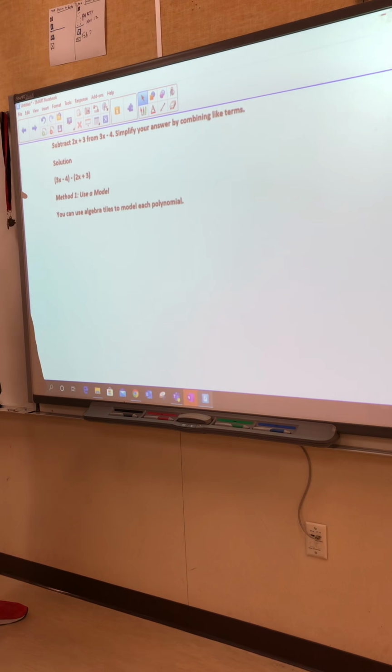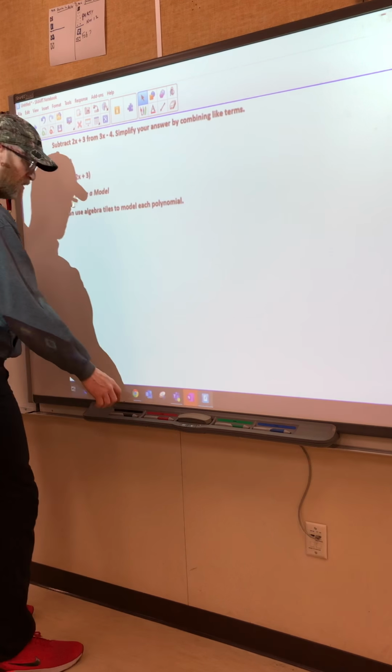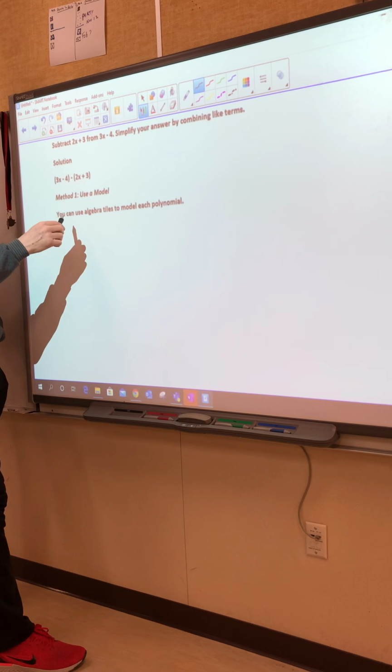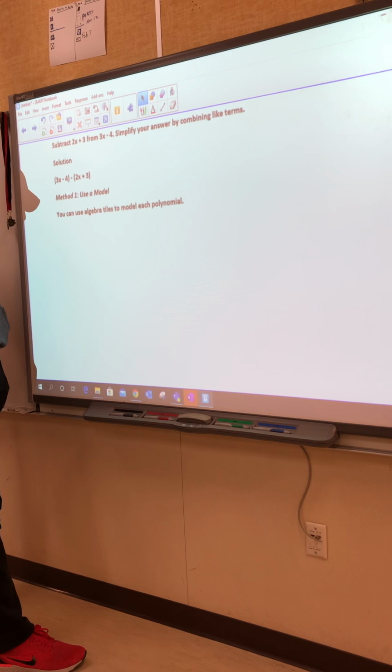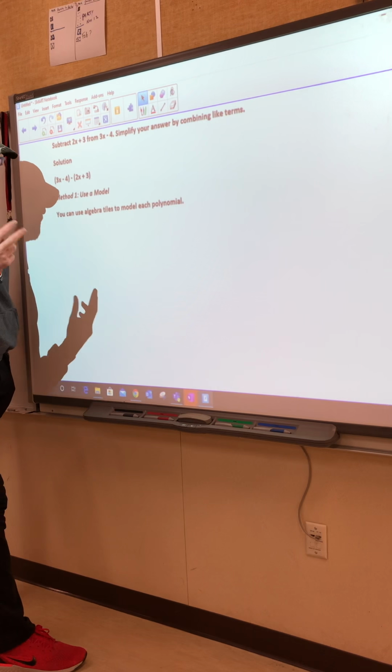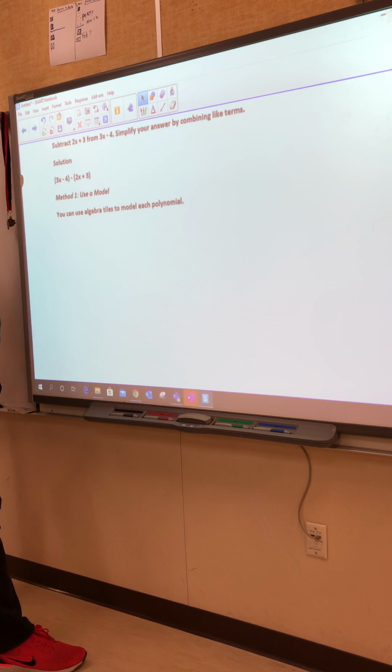Subtracting polynomials, if you're happy using integers, it's easy. Using the algebra tiles. If you want to use algebra tiles, you can. If you don't, that's fine. But you need to know how to use them because they show up on assessments in grade 10, 11, and 12 too. So learn how to use them.